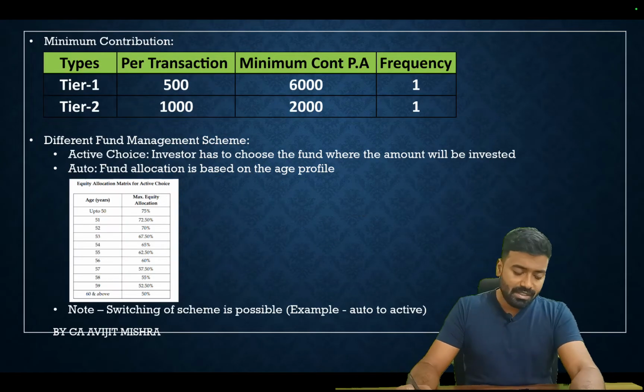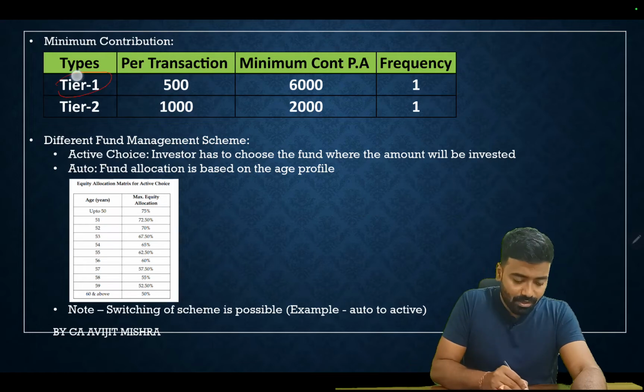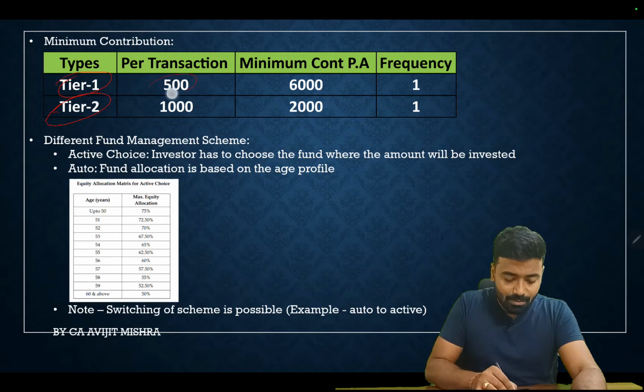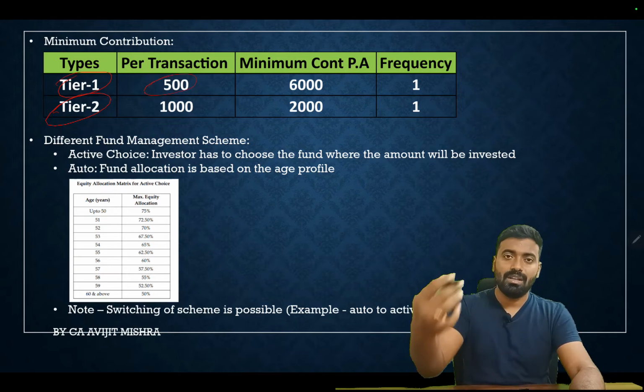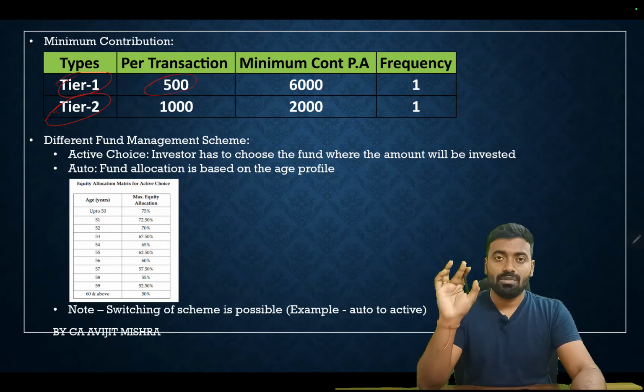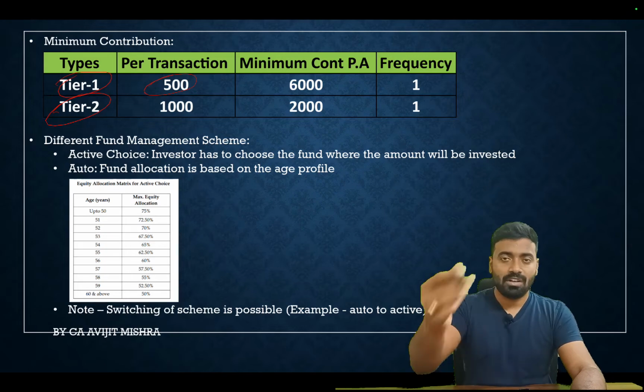Then what is the minimum contribution? You now understand what is the tier 1 account and tier 2 account. So in case of tier 1 account, what should be the minimum transaction? 500 rupees. That means whenever you are contributing a single time, you must contribute a minimum of 500. You cannot contribute 400 rupees.